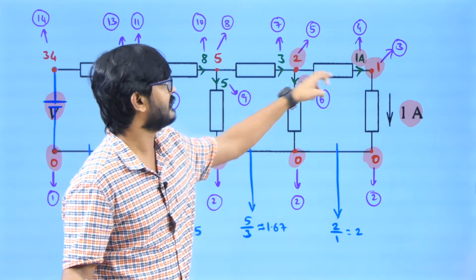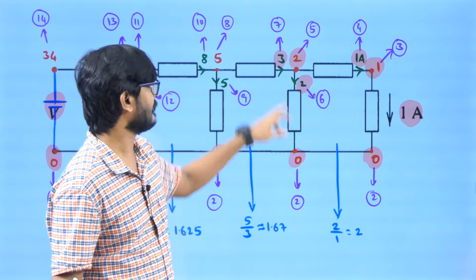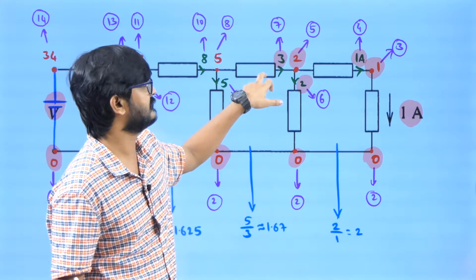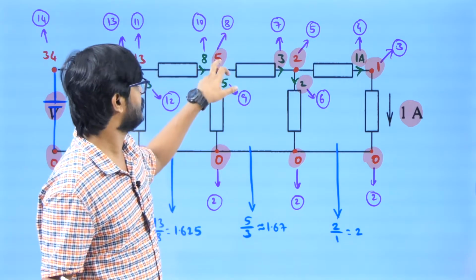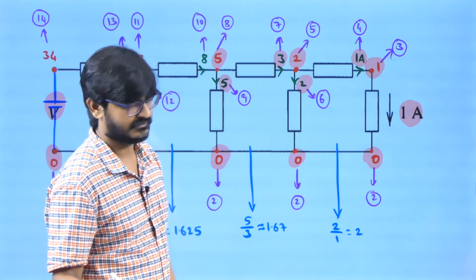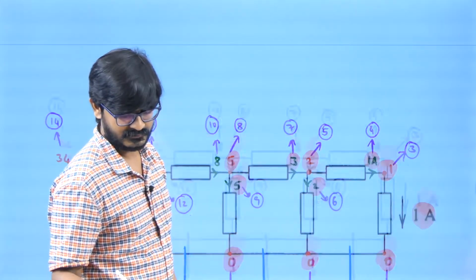Now outgoing current is 1 plus 2, 3. So incoming current must be 3. Now if incoming current is 3, then the potential difference is 3. So this potential has to be 5. If this potential is 5, then this current is going to be 5. Now if this current is 5, this current is 3, then this current is going to be 8.